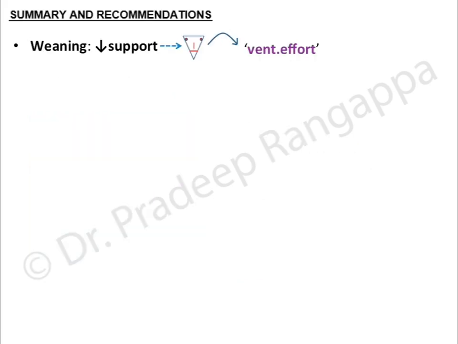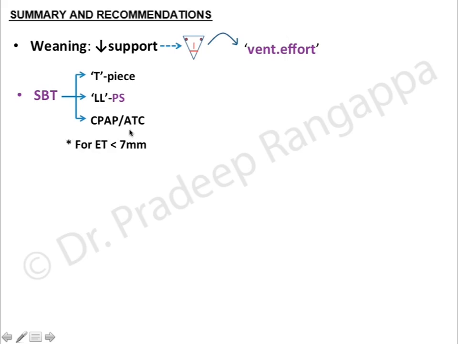So my summary and recommendation is: weaning is a reduction of the support a patient needs from the ventilator, to get him off the ventilatory effort. And weaning typically comprises a spontaneous breathing trial. That's what we understand by weaning. This SBT can be done with T-piece or a low level of pressure support, which is 5 to 7 of pressure support. It could be done with CPAP or automatic tube compensation.